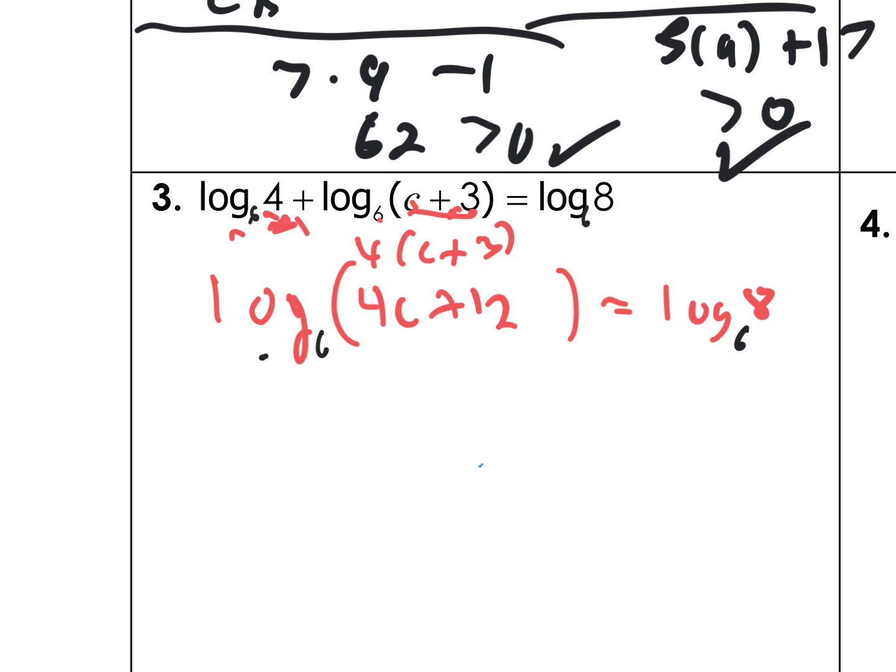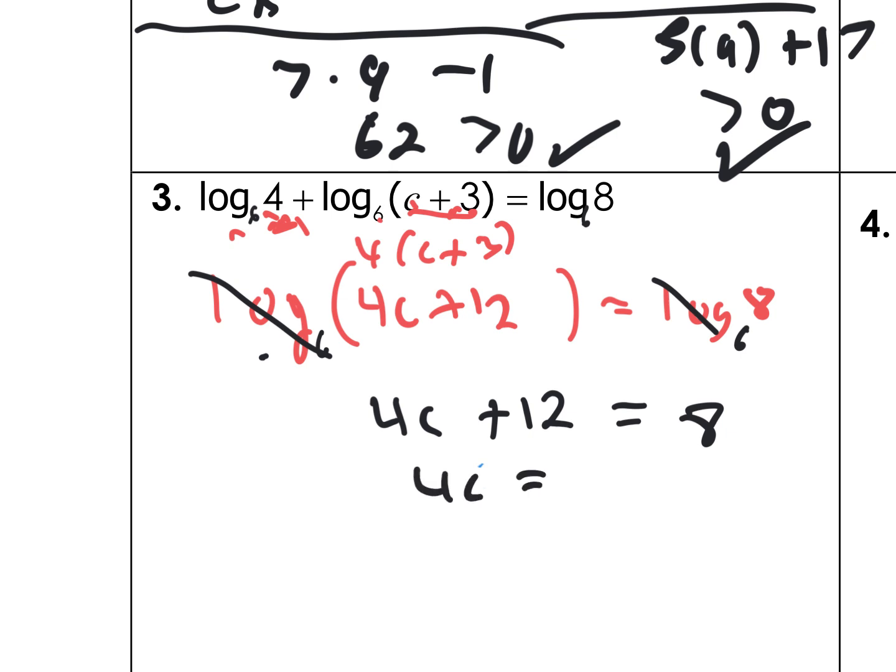Well, since log base 6 is the same as log base 6, we can rest assured that 4c plus 12, I'm sorry, is a 12, has to be equal to 8. That's just a linear equation. Just solve it. 4c must be equal to a negative 4. C must be equal to a negative 1. Now be careful. If I plug that negative 1 into that C, negative 1 plus 3, it's a positive 2. It's fine. That's the only place that has a variable. So that works out fine.